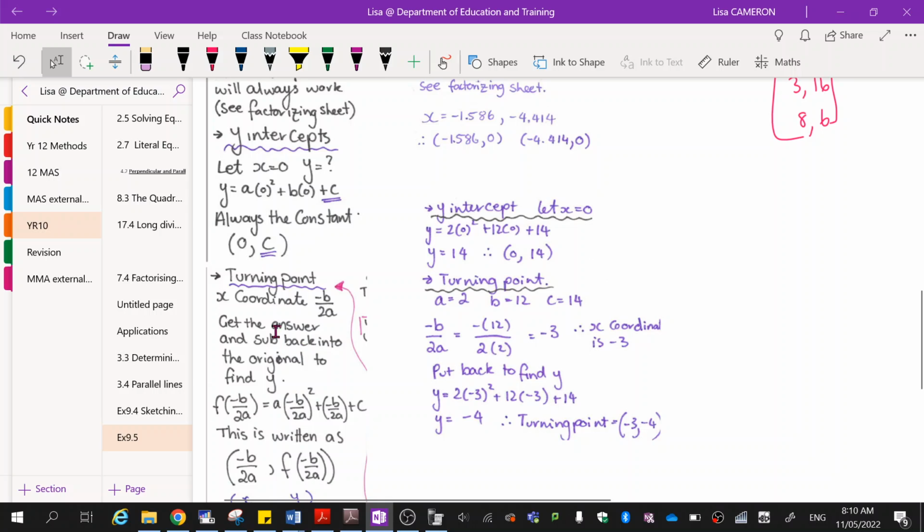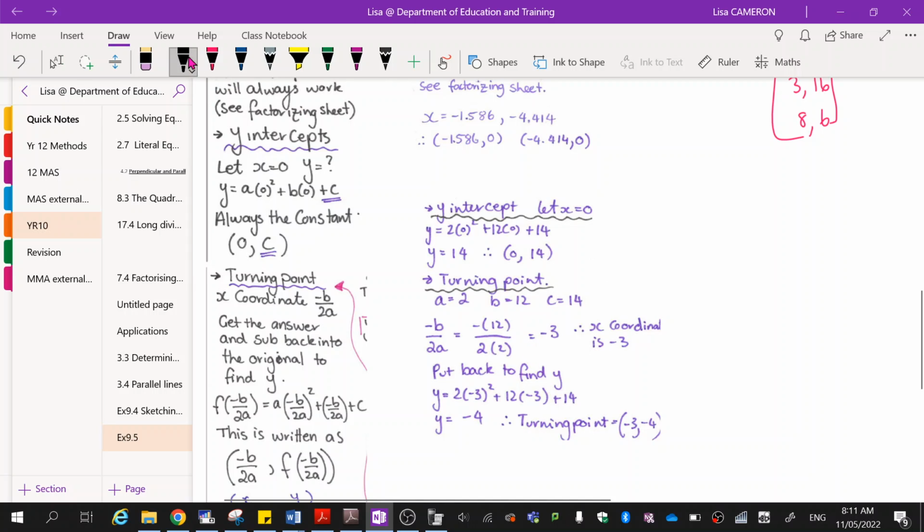Now, the next part that I need is the turning point. Because everything's expanded in standard form, we can use our formula to find the turning point. So in our example, A equals 2, B equals 12, C equals 14. I state my formula, I substitute everything back in, I get an answer. So the x-coordinate of the turning point is going to be -3. I then put that back in to find out what y is going to be. So y equals, and I put the -3 back into my function, I get -4, so there's a turning point at -3, -4. So now I've got all of the important information that I need.